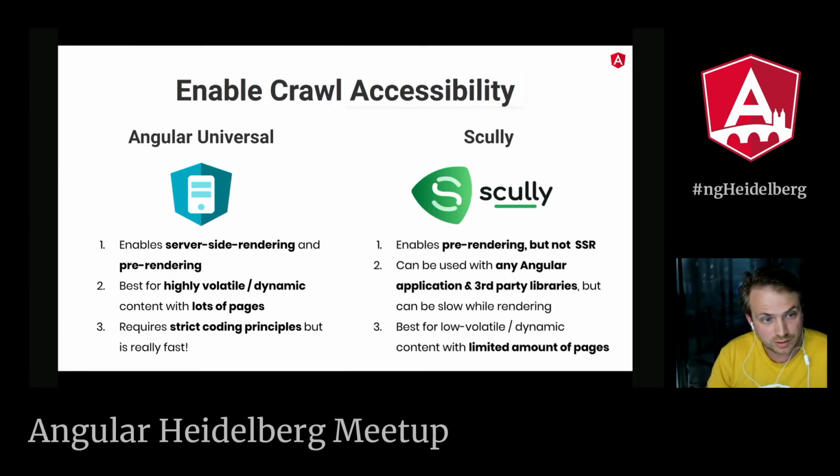Scully, on the other hand, enables pre-rendering, but it's not fitted for server-side rendering. The upside of Scully is that it can be used with any Angular application using any third-party library. The related downside is that it can be slow while rendering the pages. And Scully is therefore best used for low volatile, so not often changing content, but still dynamic content with a limited amount of pages. And why is that? Because every time the content of all those pages change, you need to rebuild them and redeploy them to your static web server.